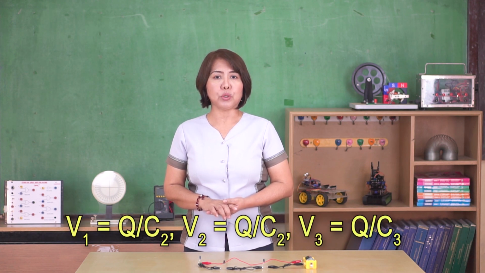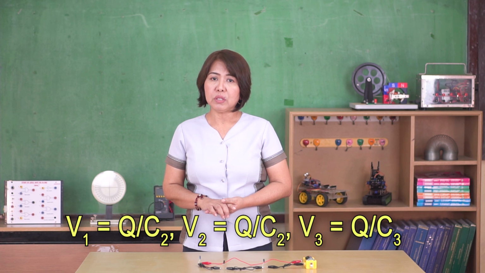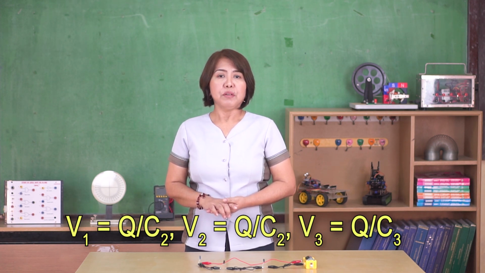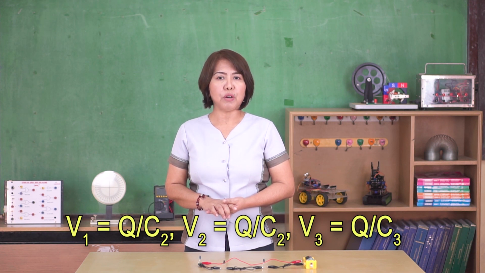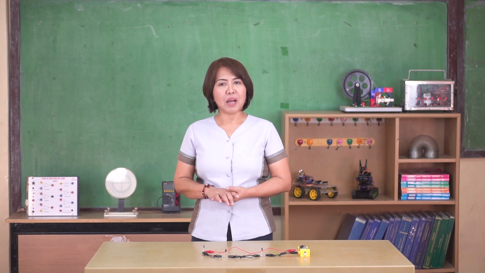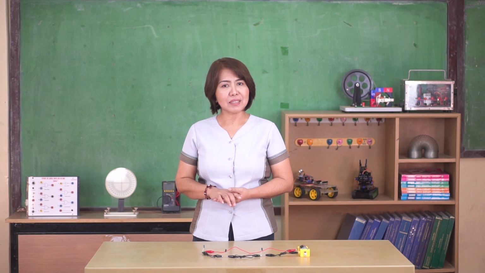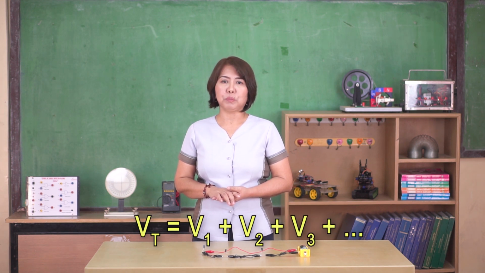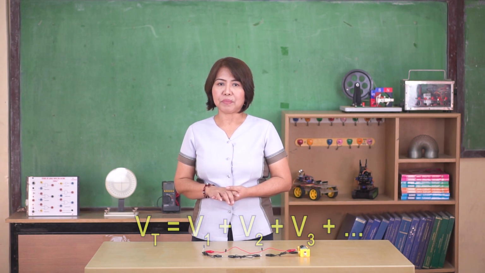We can find an expression for the total capacitance by considering the voltage across the individual capacitors. The potential across capacitors 1, 2, and 3 are respectively V sub 1 is equal to Q over C sub 1, V sub 2 is equal to Q over C sub 2, V sub 3 is equal to Q over C sub 3. These potentials must sum up to the battery's voltage, giving the following potential balance. V sub T is equal to V sub 1 plus V sub 2 plus V sub 3.